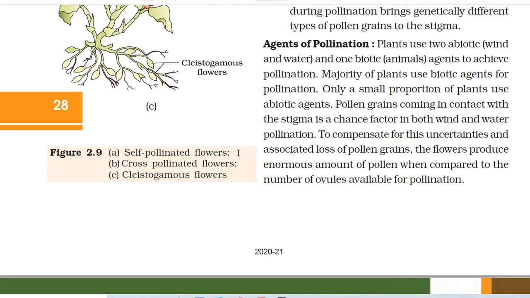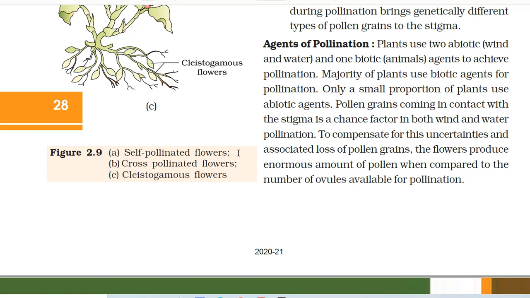Plants use two abiotic (wind and water) and one biotic (animals) agents to achieve pollination. The majority of plants use biotic agents for pollination. Only a small proportion of plants use abiotic agents.